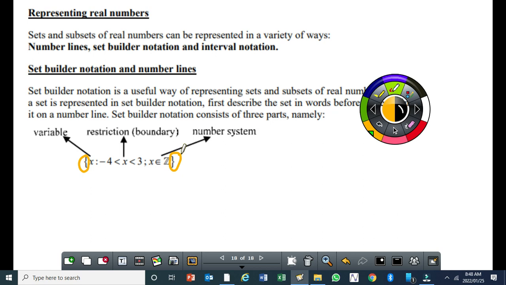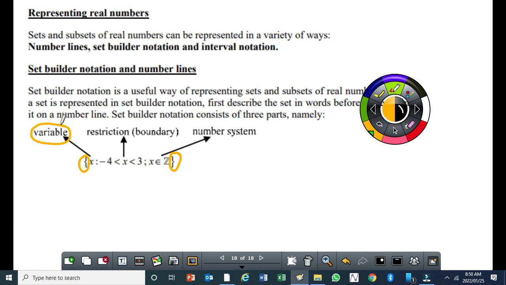So we have x, then we have got a colon there. Now in maths, this colon means "such that". So when you say it, x is such that. So we have our variable. That's our variable there, it's x. Sometimes it can be y, depending on the situation.